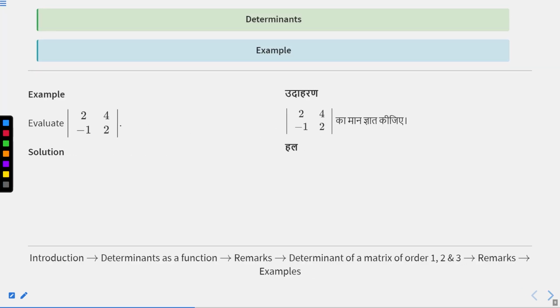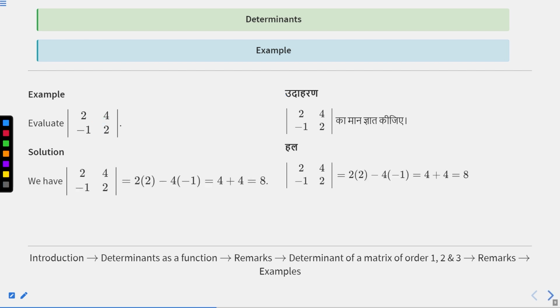Another example is given. So multiply these, what you will have 4. Multiply this, what you will have minus of 4. Now we already have minus in between them, so this will give you 4 plus 4, in final answer will be 8. So determinants will be 8, as you can see.